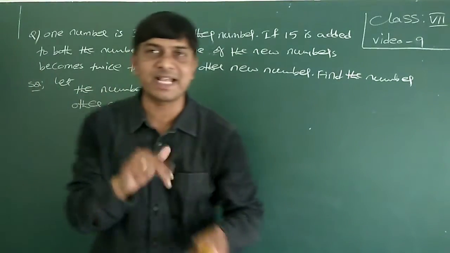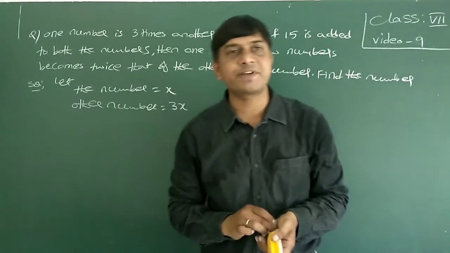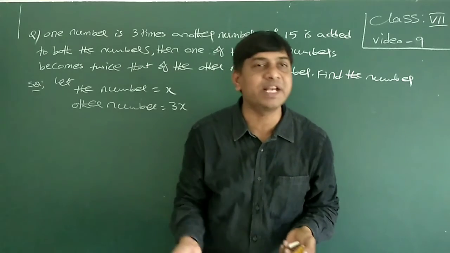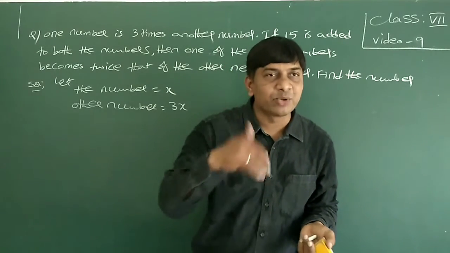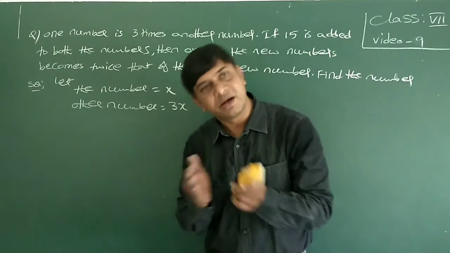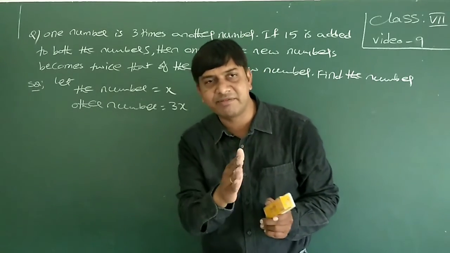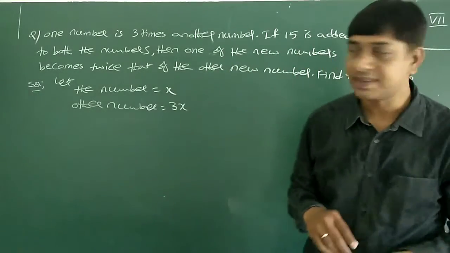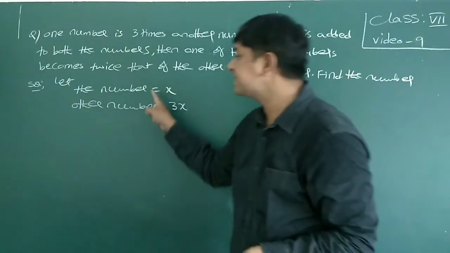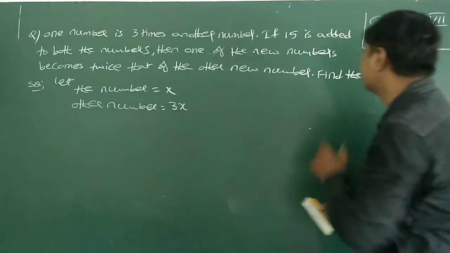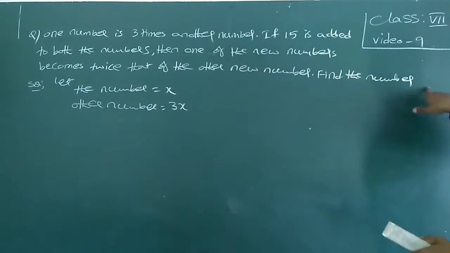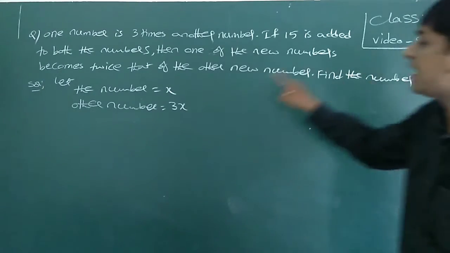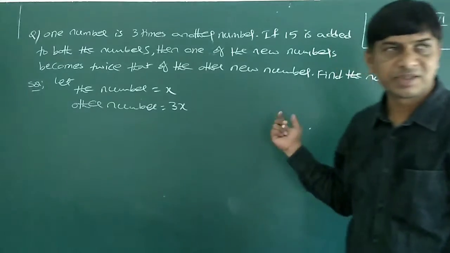Here I need to take two different numbers. Instead of taking two different variables, I am taking a single variable because I am solving a simple linear equation. Even if you take two different variables, while solving we will automatically convert the two variables into a single variable. Let the number be x; the other number is 3x.